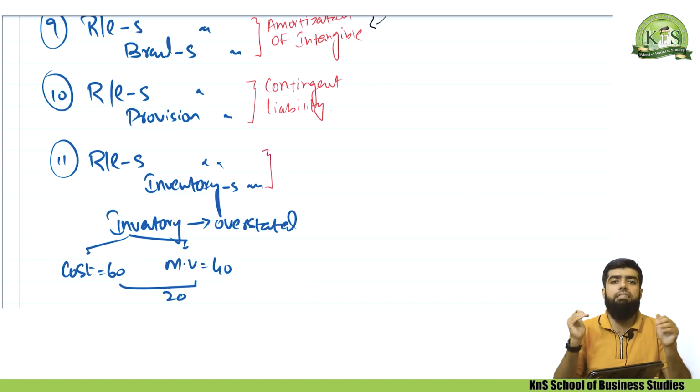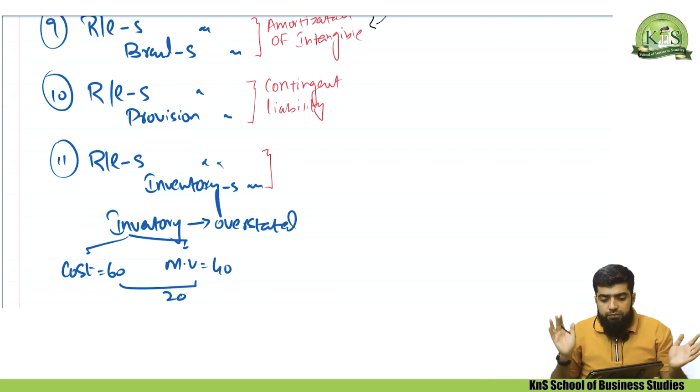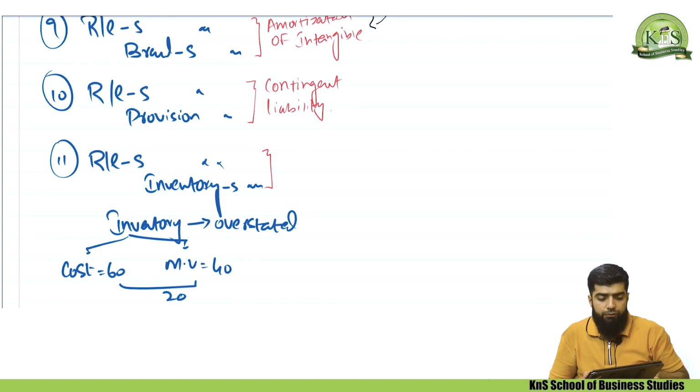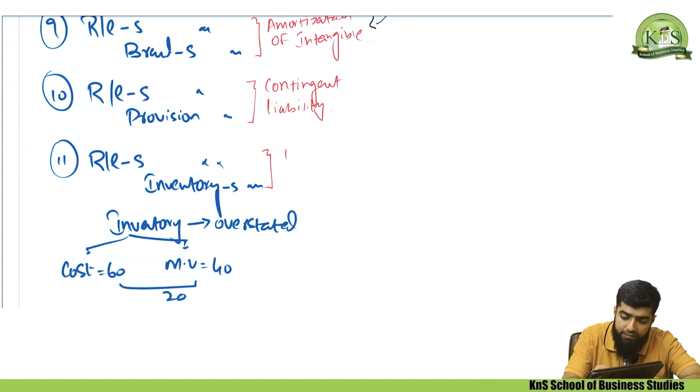And this could be vice versa as well. If that amount of inventory was understated, definitely we must increase the amount of inventory and credit the retained earning of the company. So that is the adjustment related to inventory.